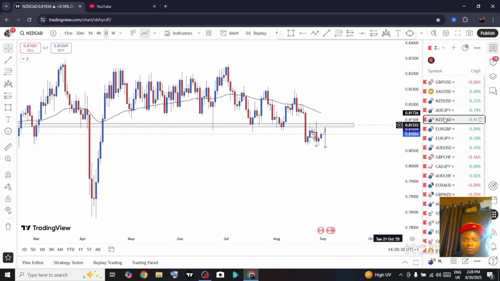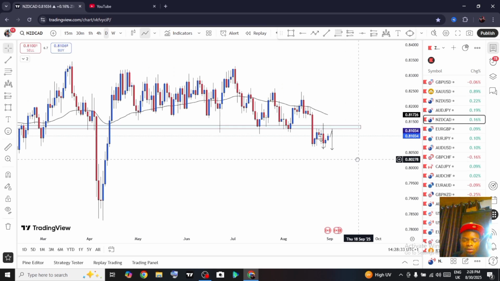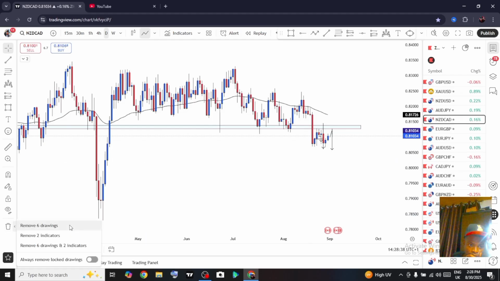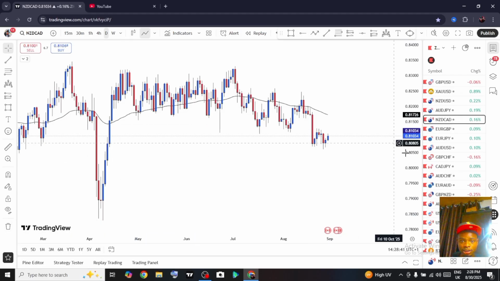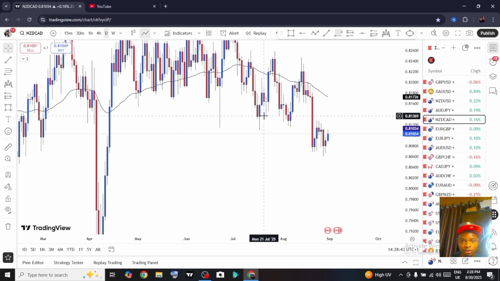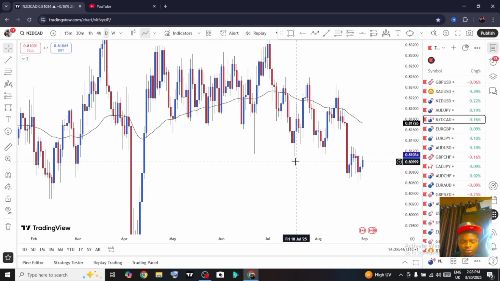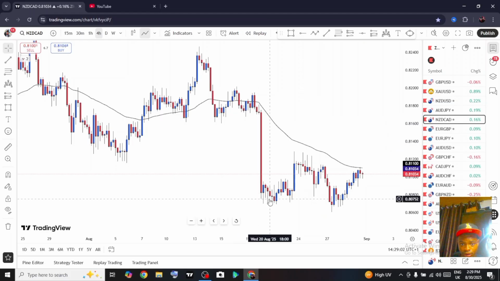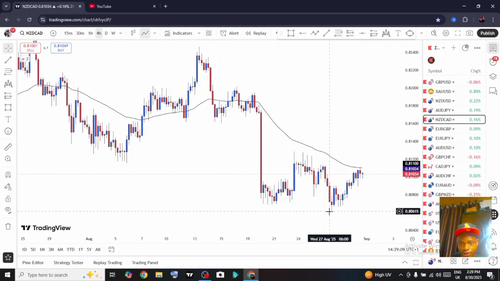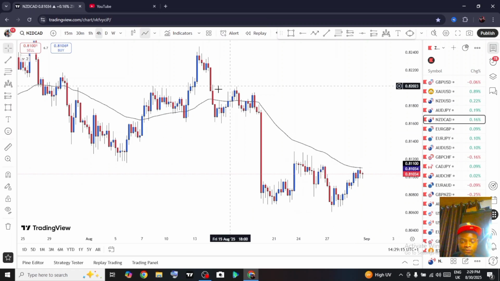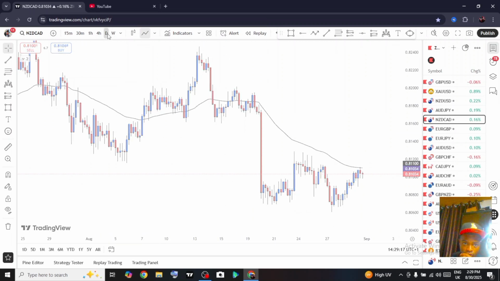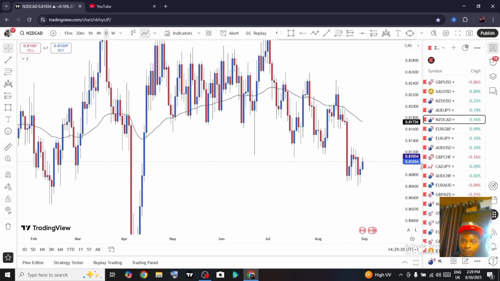NZDCAD, let's delete everything. Daily time frame is bearish. 4 hour time frame is also bearish. This is the lower low and this is the lower high. But this price action is not as clean, so I'm looking to see how we'll enter this market.